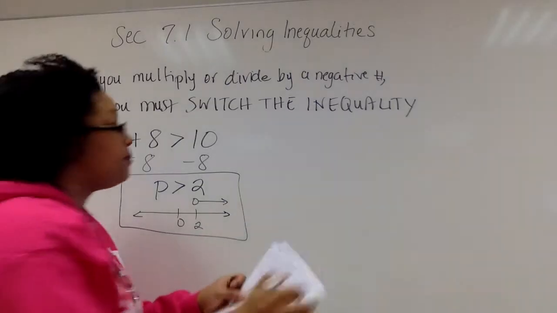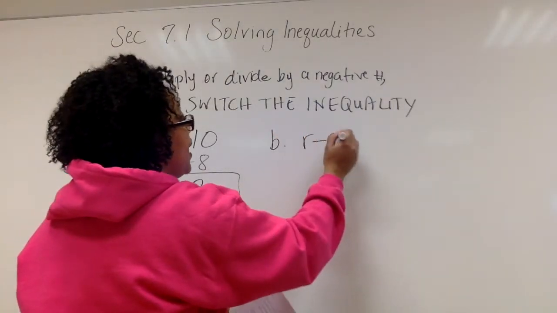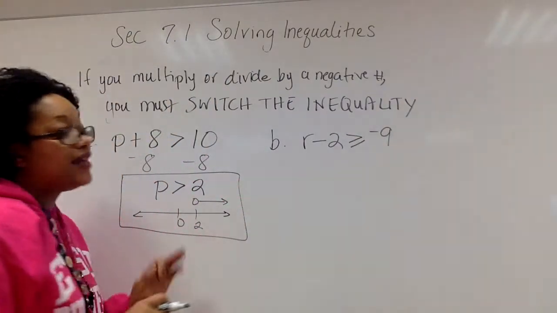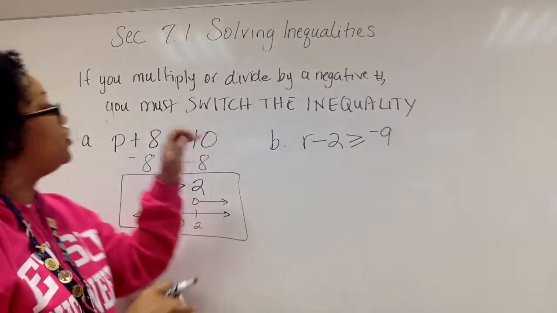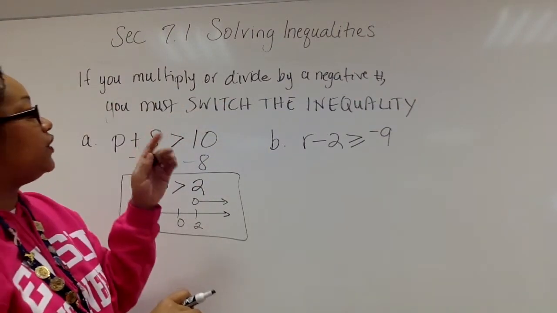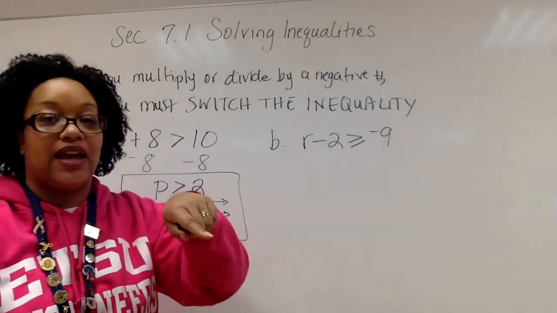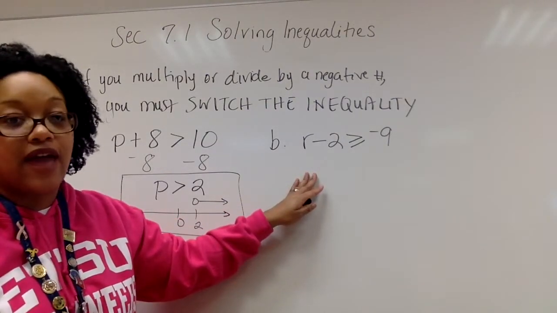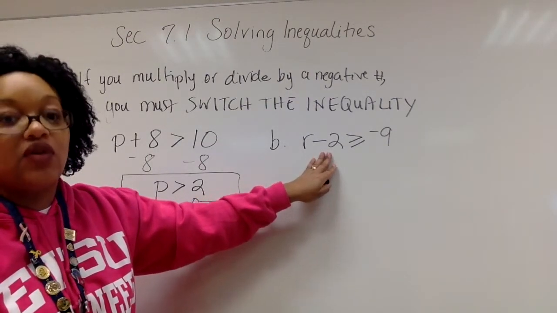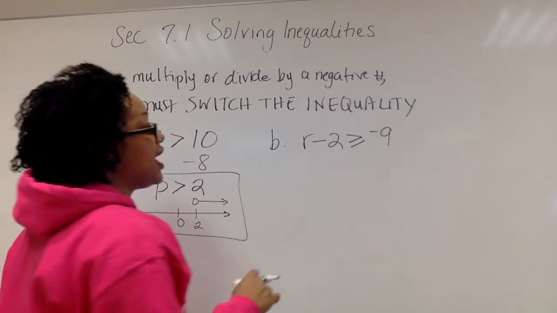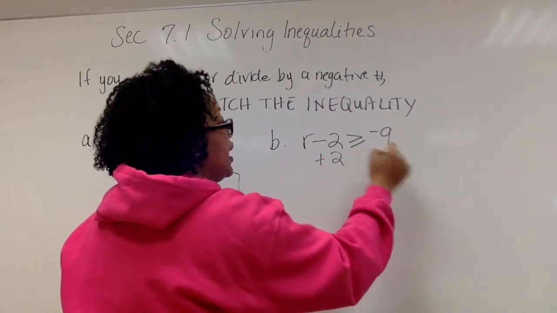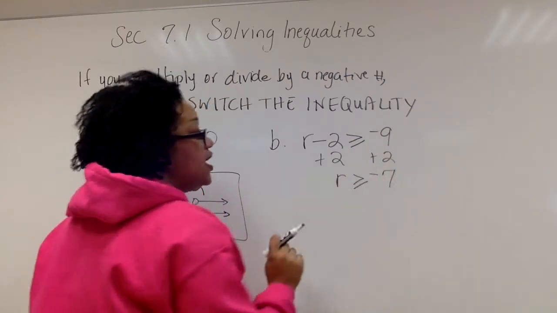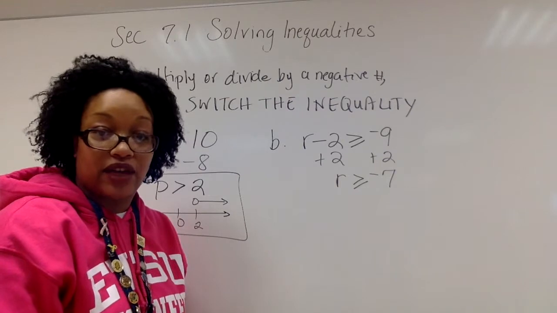Let's look at letter B. R minus 2 greater than or equal to negative 9. Now I see negative numbers here, and I know that you notice that my rule has something to do with negative numbers, but that's when you're multiplying or dividing by negative numbers. Letter B, you're doing neither, okay? If I want to get rid of the negative 2, I have to add 2 on both sides. Negative 9 plus 2 is negative 7, and if you don't believe me, ask your calculator.